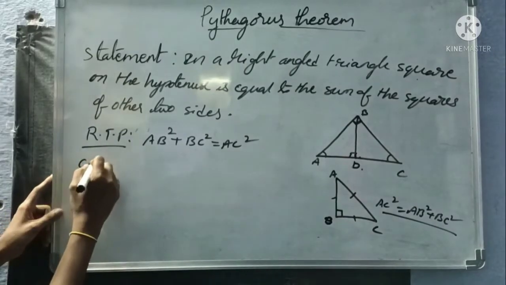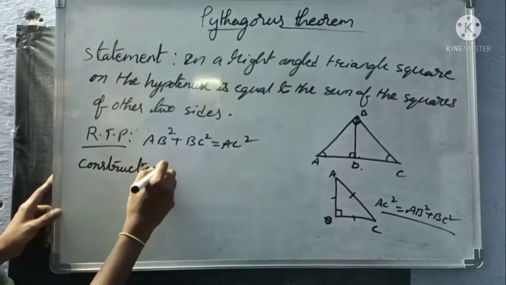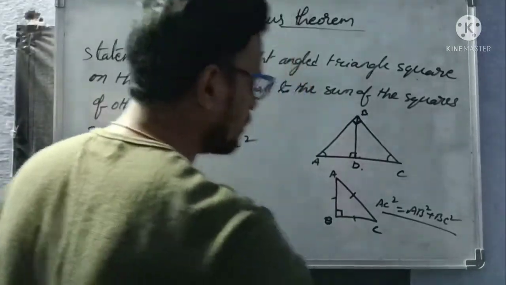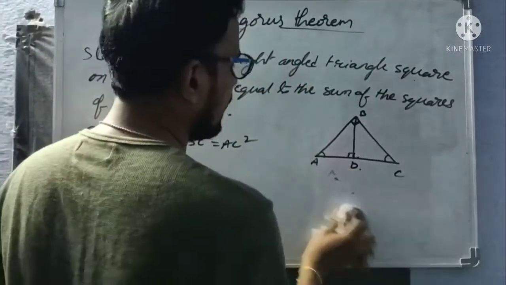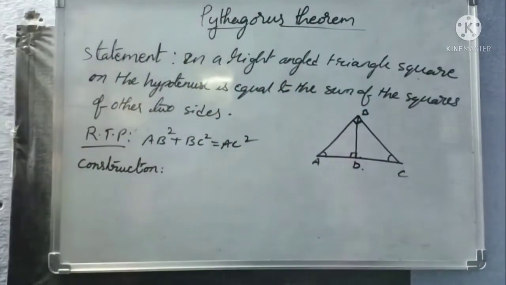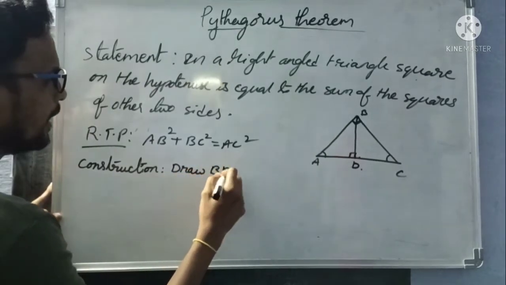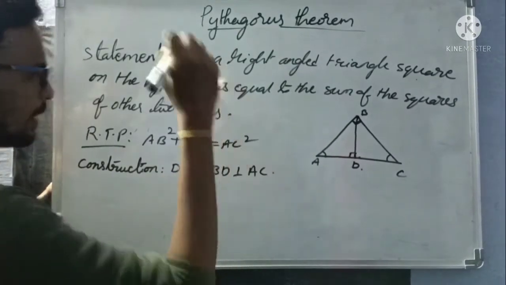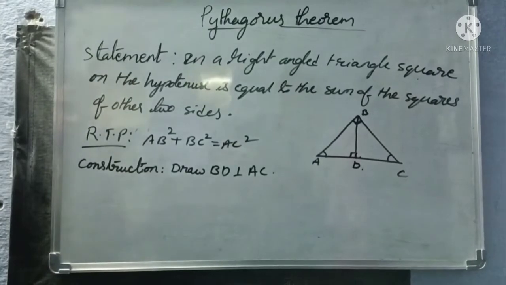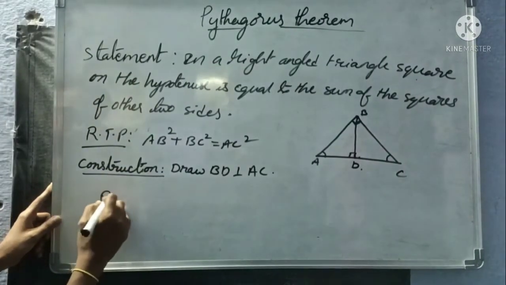Next, construction. So what we need to construct means just we need to draw one line BD perpendicular to side AC. Okay, so draw BD perpendicular to AC. Up to here everybody understood construction also. So now let us start the proof.